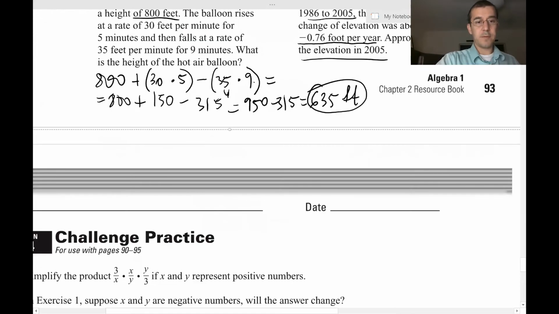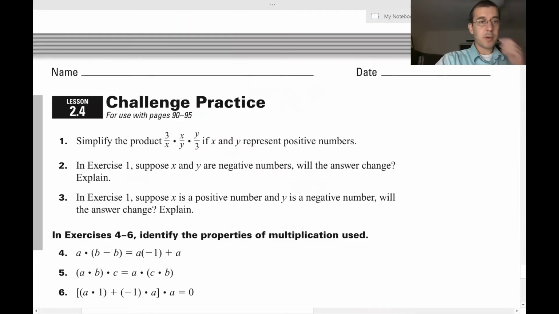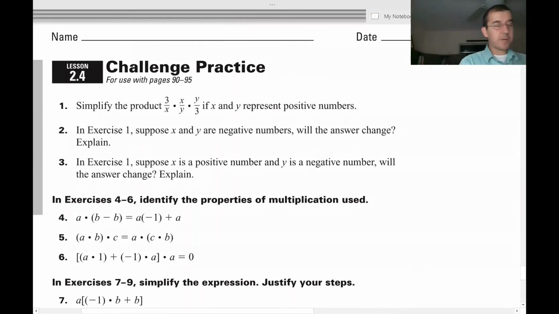That was review for mastery. Now challenge practice problems. Number one, simplify the product. So here we're just simplifying, or canceling out. So x cancels out with x, y cancels out with y, 3 cancels out with 3. So we have 1 everywhere, and we end up with 1 over 1, or just 1. So 1 is the answer for number 1.